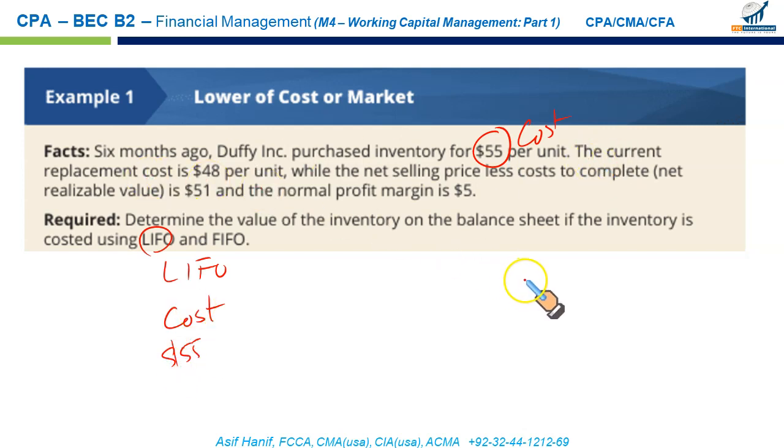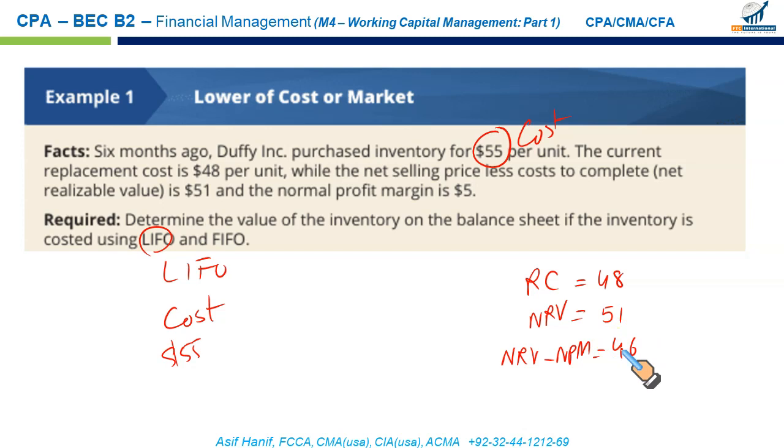The current replacement cost I'm going to write as RC, which is 48, while the net selling price less cost to complete, which is basically NRV, remember, the net selling price less cost to complete, less any cost to sell, is 51. This is NRV, which is normally called the ceiling. You don't need to remember if it's called ceiling. It happens to be 48. No, 48 was the current replacement cost. That is 51. And finally, your floor, which is NRV minus normal profit margin. Normal profit margin is 5. So 51 less 5 gives you 46.